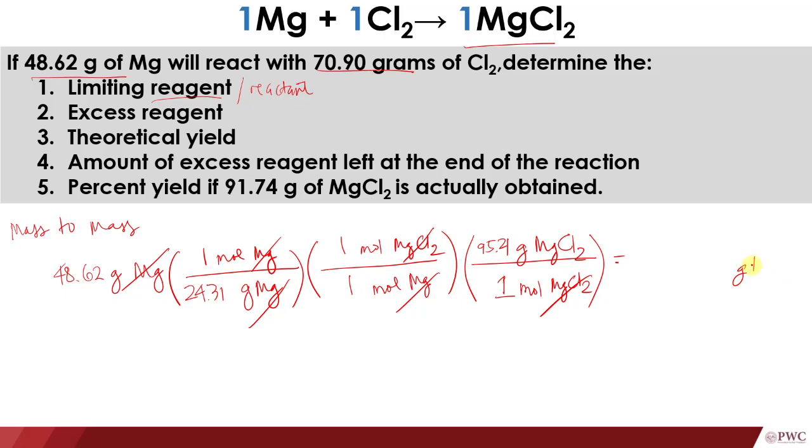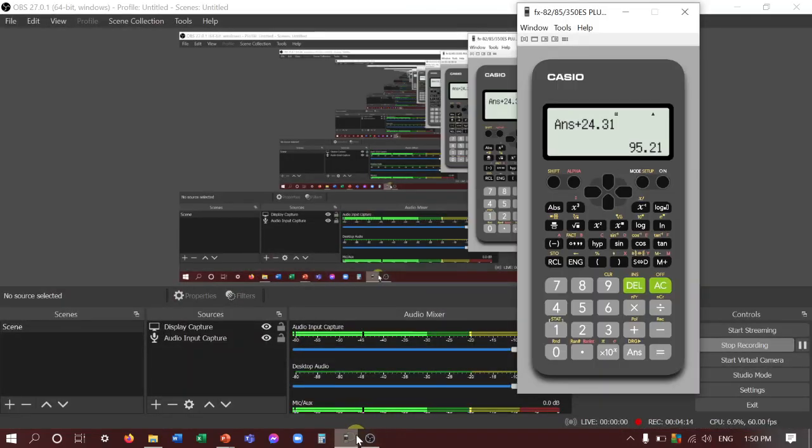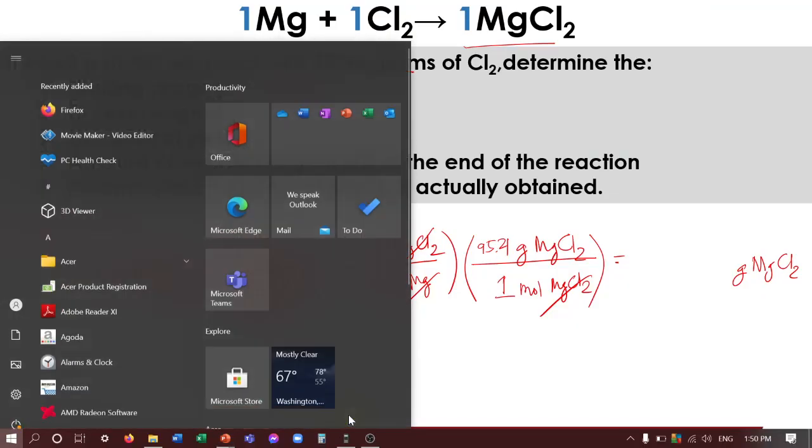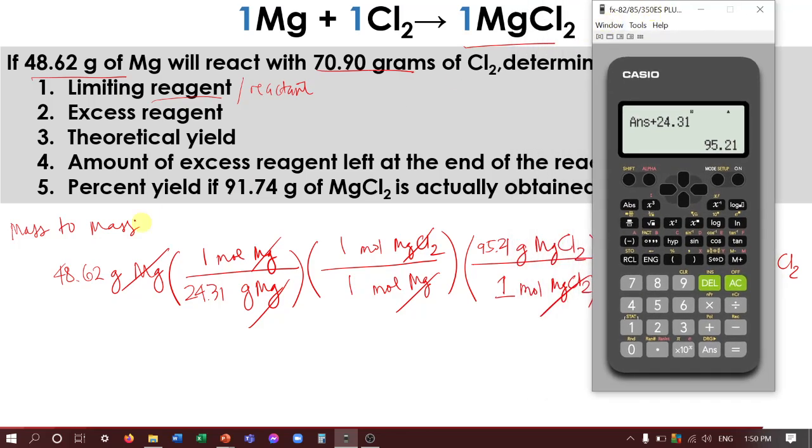What's left is grams of MgCl2. And then let's do the math here. That is 48.62 times 1 times 1 times 95.21. The answer is 4629. Divide it by 24.31 times 1 times 1, that's obviously 24.31. So divide this by 24.31, and the answer is 190.42.